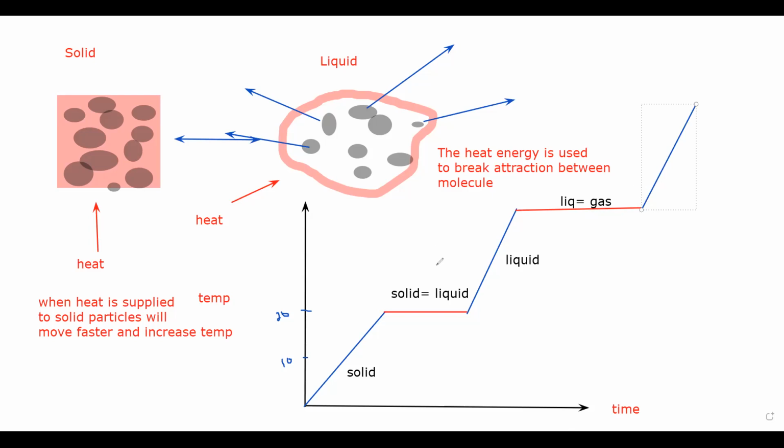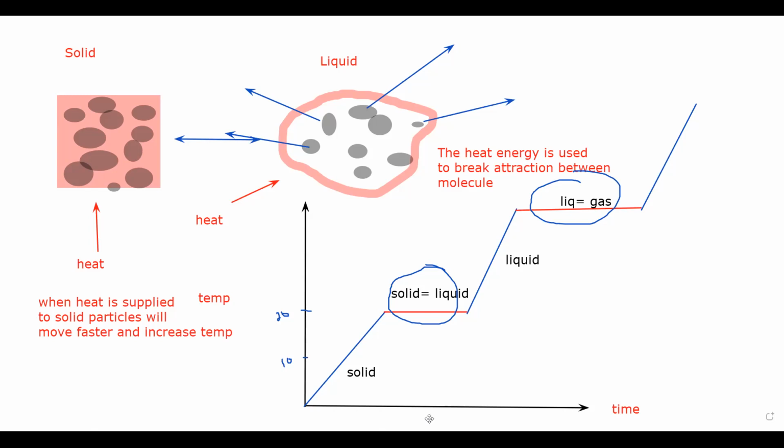So the region where the temperature is constant, or the temperature is not changing, it means there is a change in state in that region. If the temperature is constant, it means either a solid is changing into liquid or a liquid is changing into gas. Is it clear? This is the heating curve.